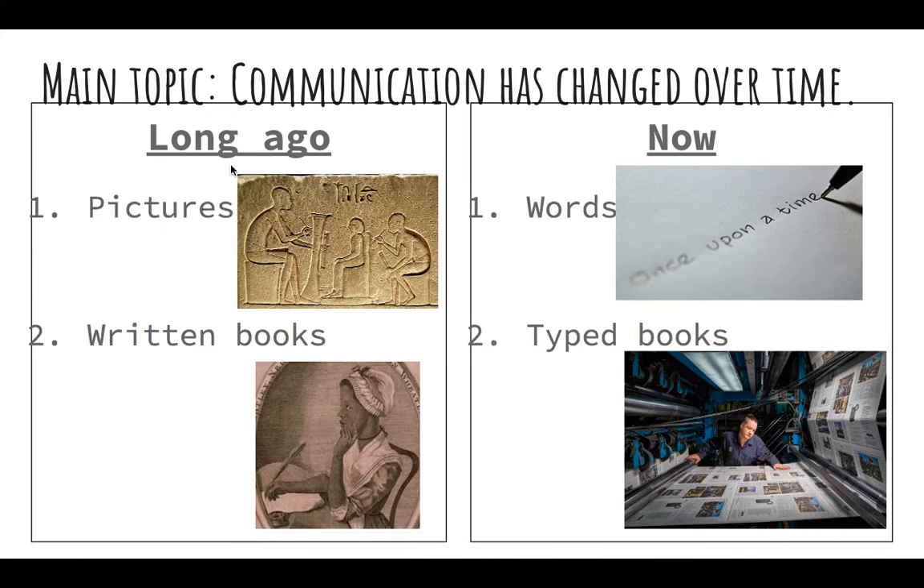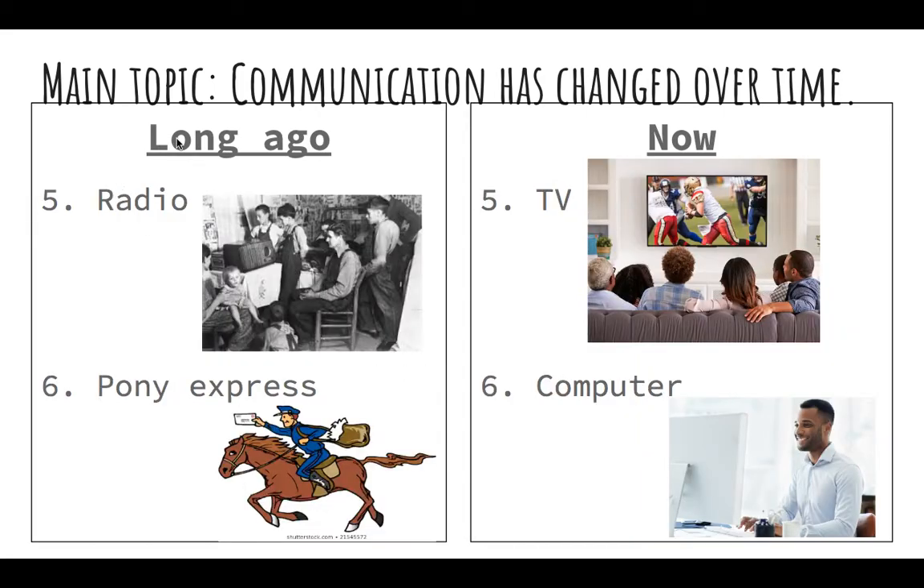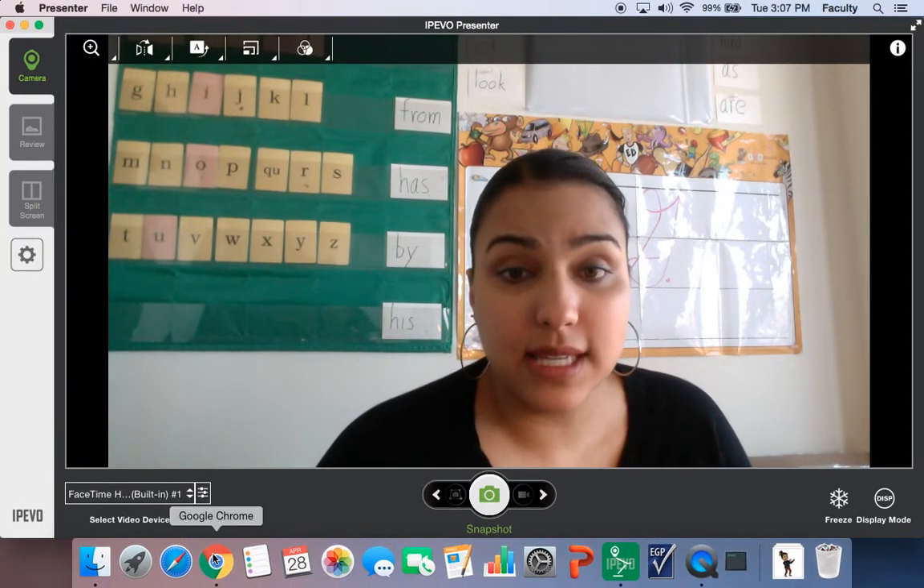Long ago, there were pictures. Now we use words. Long ago, there were written books. Now we type books. Long ago, there was a telegraph. Now we use phones. Long ago, we wrote letters. Now we use email. Long ago, we listened to the radio. Now we watch TV. So, of course, friends, only the word radio and TV are here, so you guys have to come up with those words in the middle, okay? So that it makes sense.